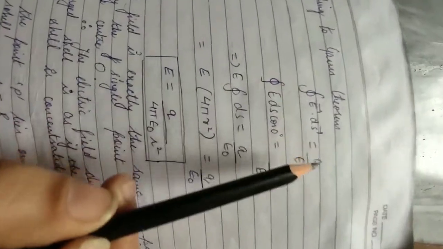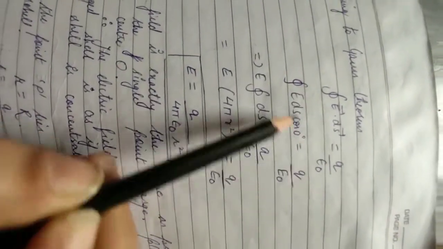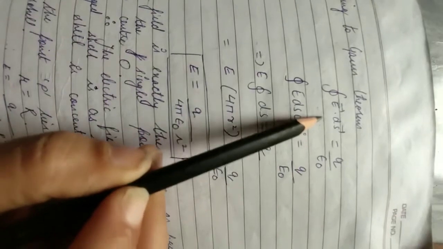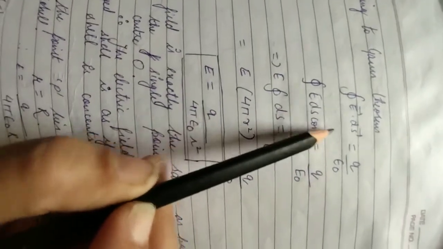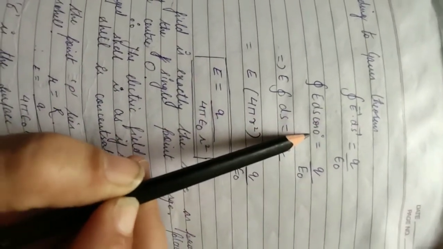We will consider a Gaussian surface element, that is ds. At the point P, we have to find the electric field. E is the electric field; because this is a positive charge, the electric field will be outwards. According to the Gauss theorem, the integral of E dot ds is equal to q upon epsilon naught. The surface element and the electric field are in the same direction, so the angle between them will be 0 degrees.